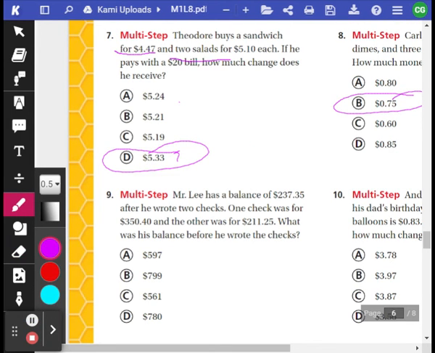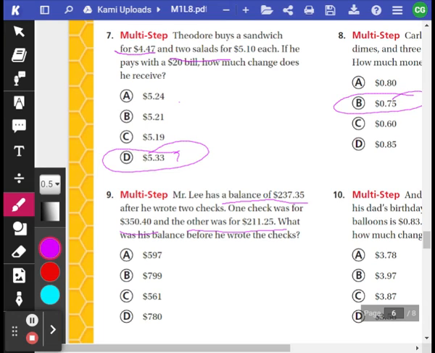Okay, so now let's go ahead and finish up with number 9. Mr. Lee has a balance of $237.35 after he wrote 2 checks. So one check was for $350.40, and the other check was $211.25. What was the balance before he wrote the checks?